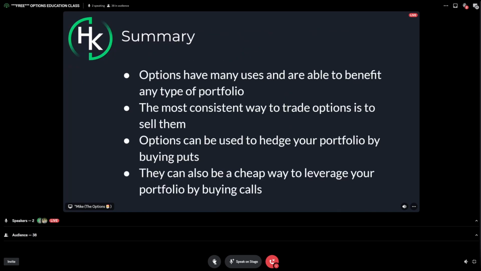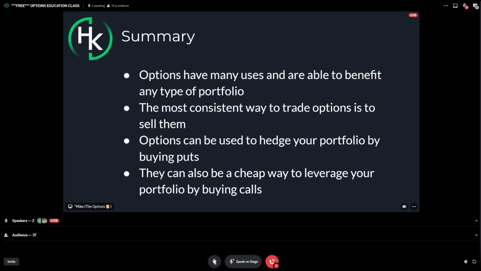All right, so a quick summary of options. Options have many uses and they can benefit pretty much any type of portfolio, whether you want to buy puts to hedge your retirement account when you believe stocks are trading too high and you want to hedge them. You can sell covered calls on your current stock holdings as a hedge as well if you expect the stock to either come down or really not move.